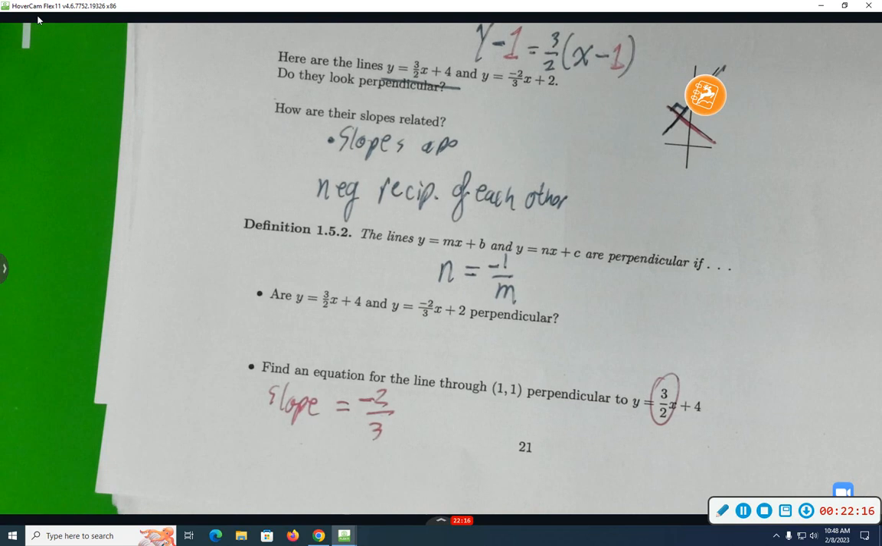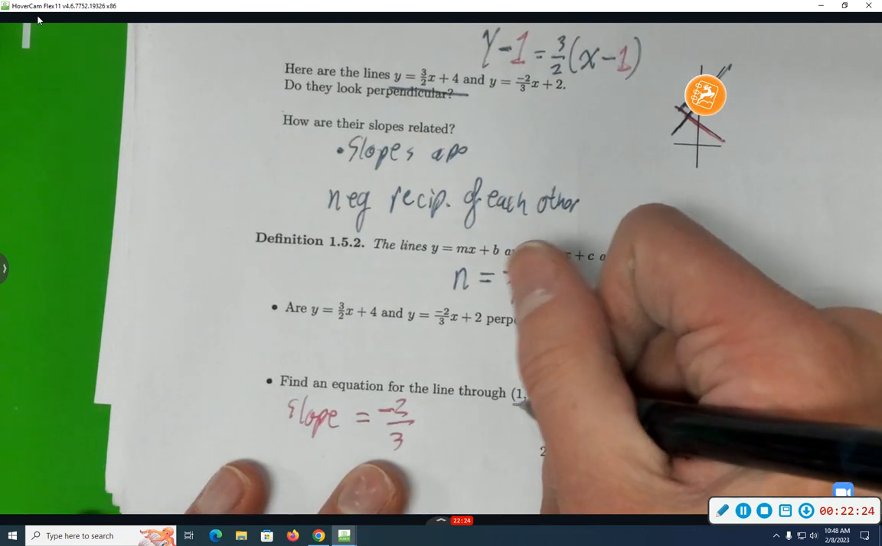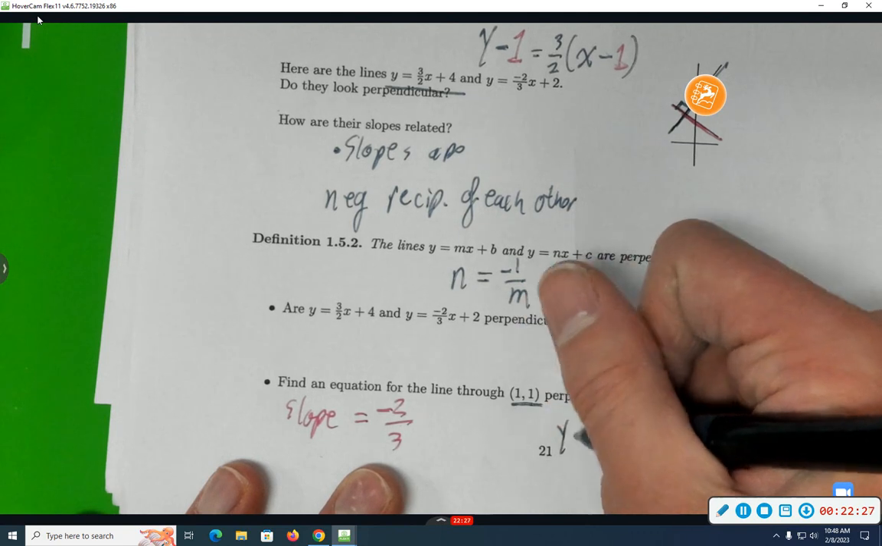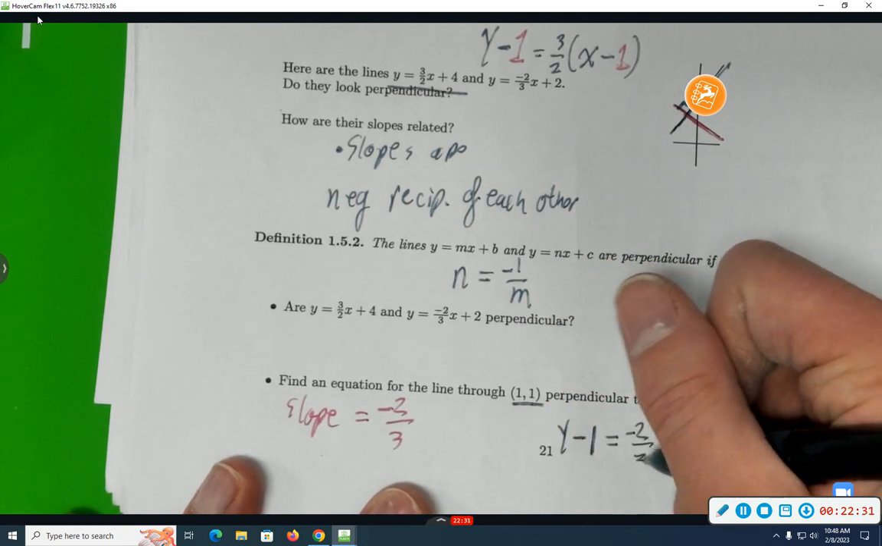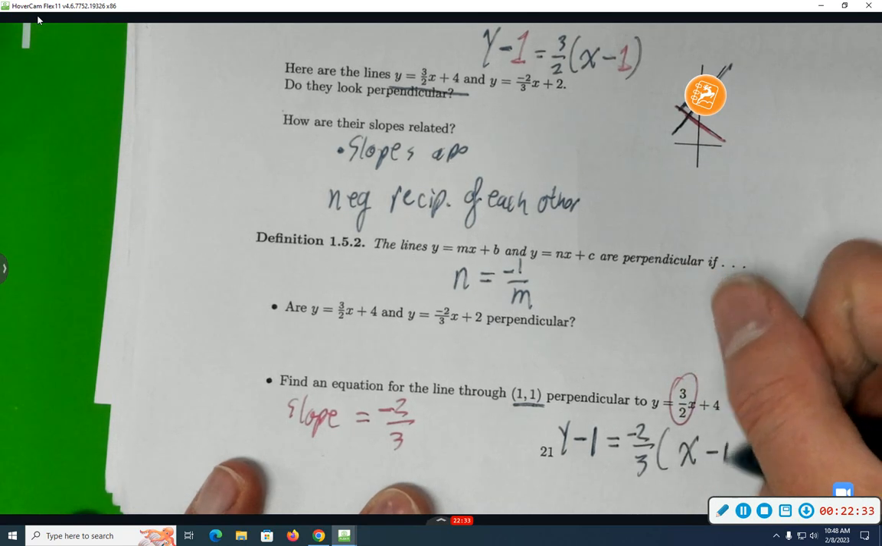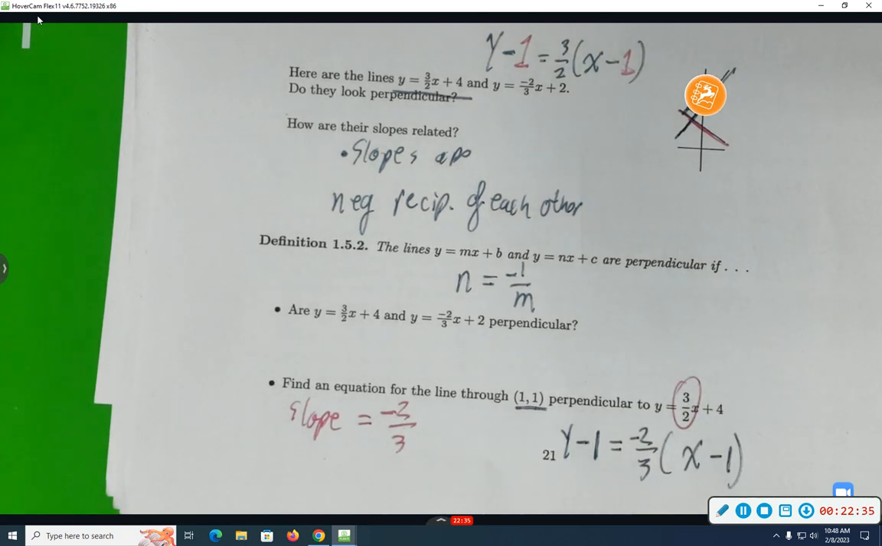Do I know what point this thing goes to? Sure seems like point-slope form, is it not? So because it goes through the point (1, 1), it looks like this is of the form y minus 1 equals negative 2 thirds times (x minus 1). Oh, neat. There's an equation for this line.